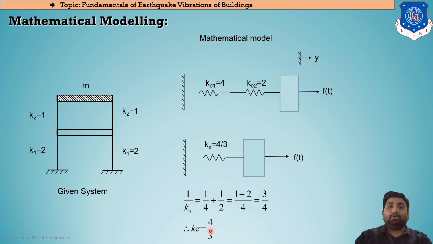So Ke will be equal to 4 by 3. This is our final answer. So the equivalent spring constant of the entire lumped mass model will be 4 by 3, if the intermediary doesn't have any mass in it. Clear? If the mass is located only in the top story, then it will be something like this. Clear? This is the mathematical modeling of this structure.